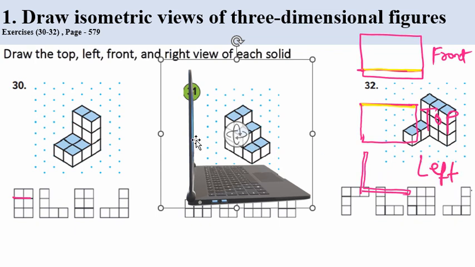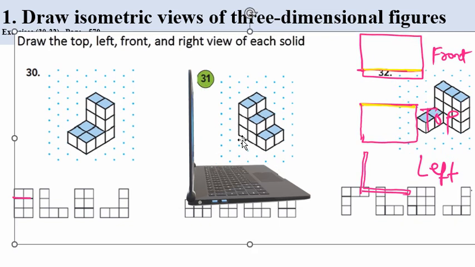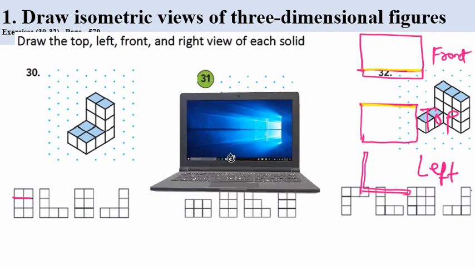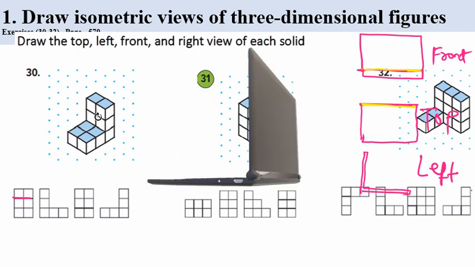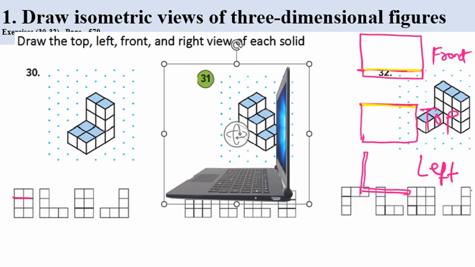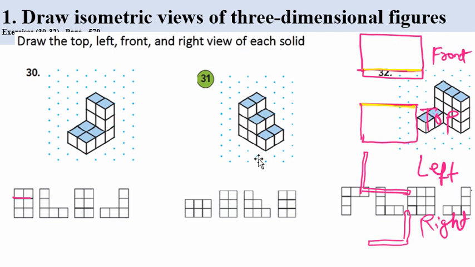Now what about right? Let's move it to the original shape. The original shape is this, and now if I go to the right, this will again be an L type shape like this. So that's how you draw the front, top, left and right. Before I start this, you need to understand what is top, left, front and right, okay? So now let's talk about our questions.